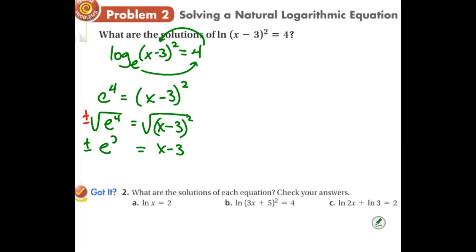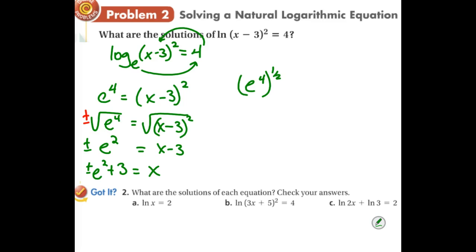Now, I want to make sure you're understanding how we're getting that 2nd power. A square root means a half power. So this means we have e to the 4th, to the half, right? And power to a power, we multiply. 4 times 1/2 is 2. Okay. Then I can add the 3 to the other side. So I have plus minus e squared plus 3 equals x. That would be the exact answer. So if they didn't ask for a decimal or rounded answer, that would be precise.